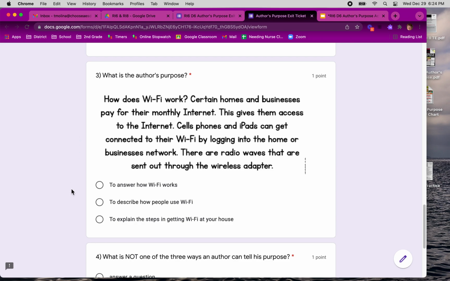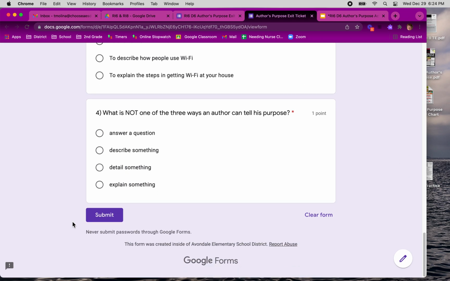What is the author's purpose? To answer how Wi-Fi works, to describe how people use Wi-Fi, to explain the steps in getting Wi-Fi at your house. Number 4, what is not, make sure you note that, what is not one of the 3 ways an author can tell his purpose?